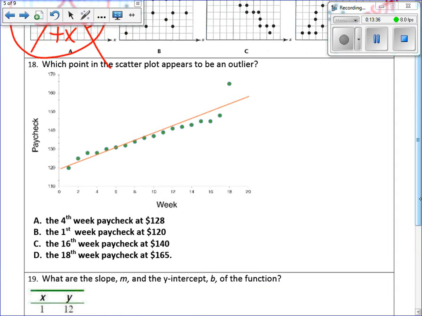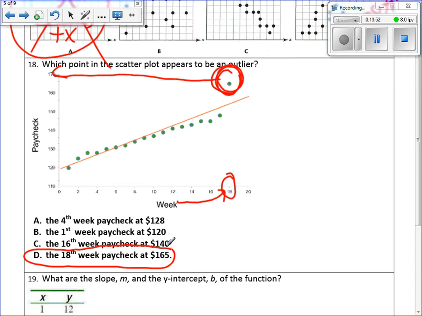18, which point in the scatter plot appears to be an outlier? Well, pretty obvious. If you had to pick one, it would be that one. So you have to look at, this looks like 18 weeks and about 170 or 165 they said, so D.